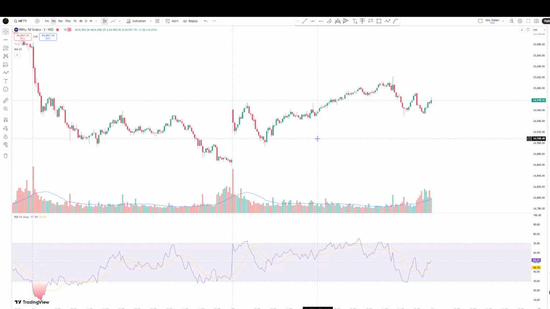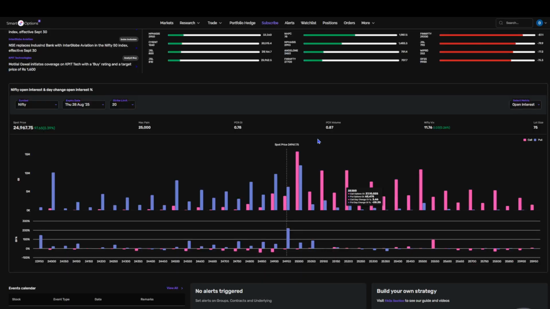So if we see the options data, you can see 25,000 is a huge resistance here, and we had support at 24,900, 24,800. I mean, there's a huge resistance. Fine.